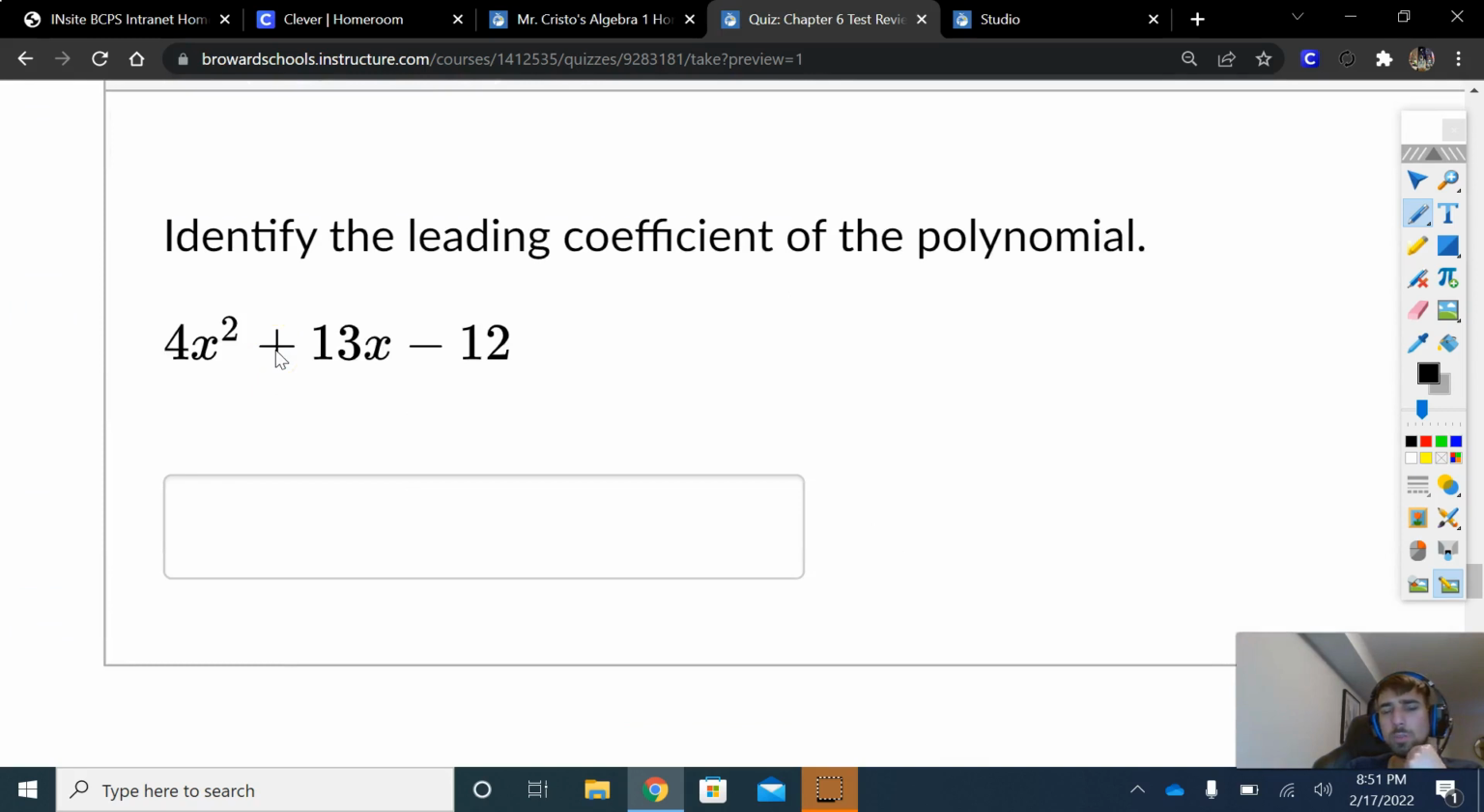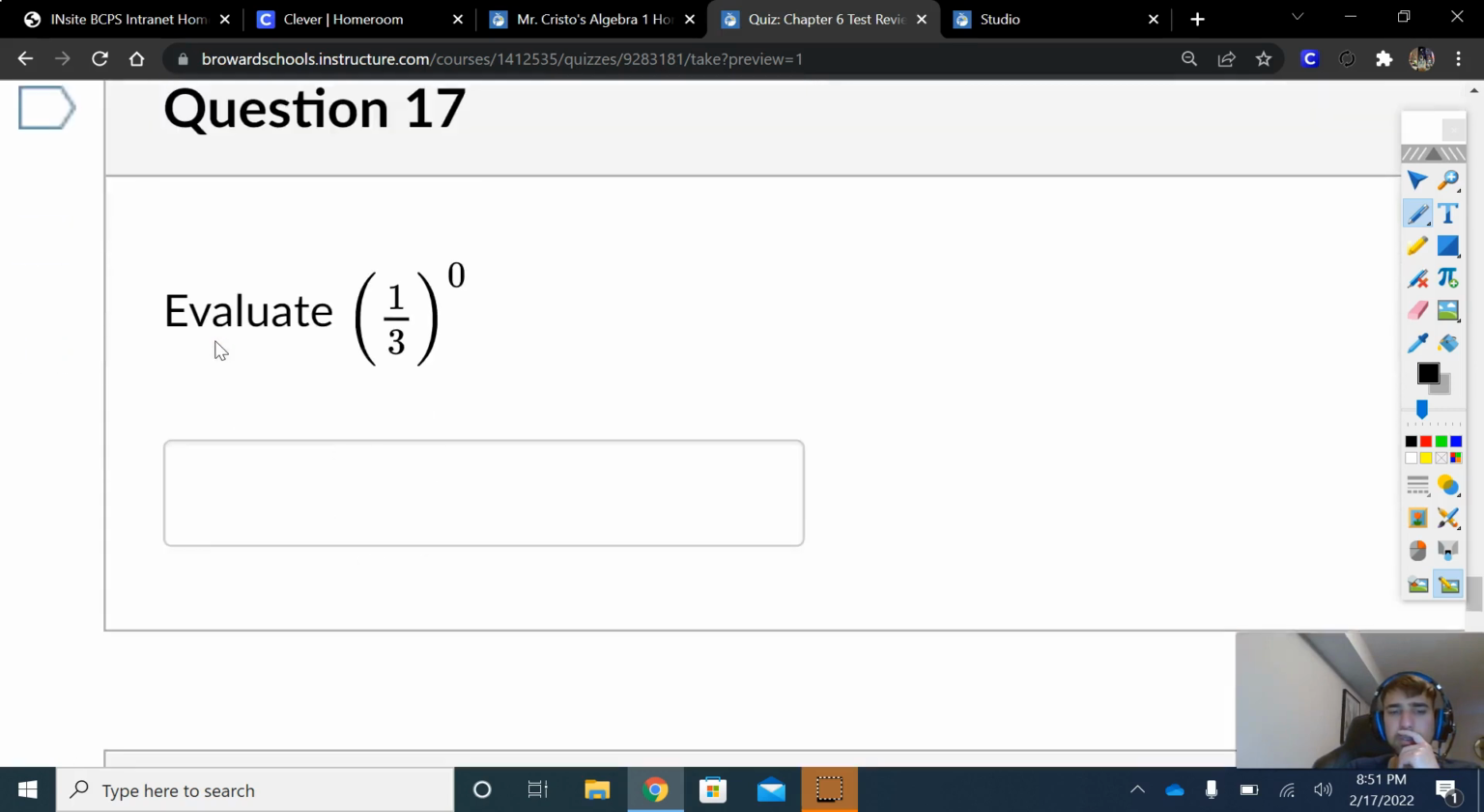Identify the leading coefficient. Well, if it's in standard form, the leading coefficient will be the one with the highest degree. This one's in standard form, so the leading coefficient will be a 4. The number that's multiplying times the variable.